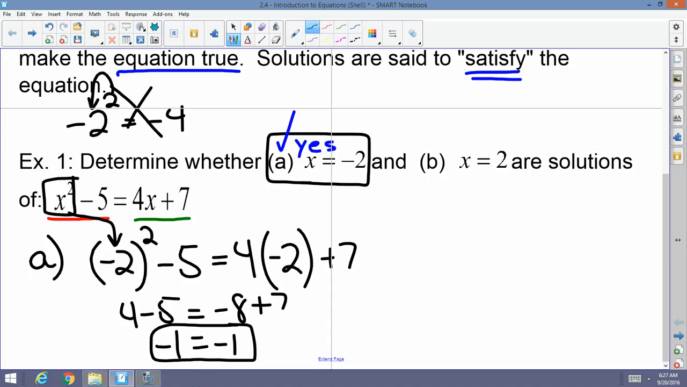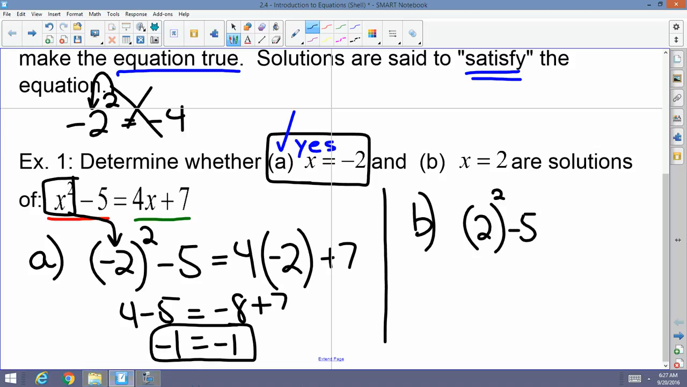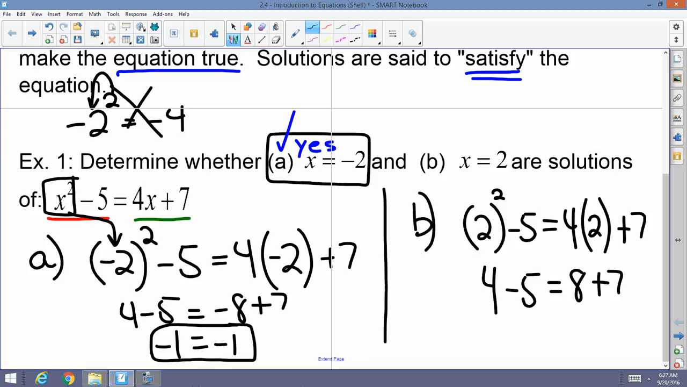Let's try B. This time, we're trying to see whether or not x equals 2 is a solution. Well, we're going to plug it in. So this time we have x, which is 2, being squared, minus 5 equals 4 times 2 plus 7. So I have 2 squared is 4 minus 5 equals 4 times 2 is 8 plus 7. 4 minus 5 is negative 1. 8 plus 7 is 15. And no, those do not equal each other. So when x is equal to 2, that is not a solution. It does not satisfy the equation.